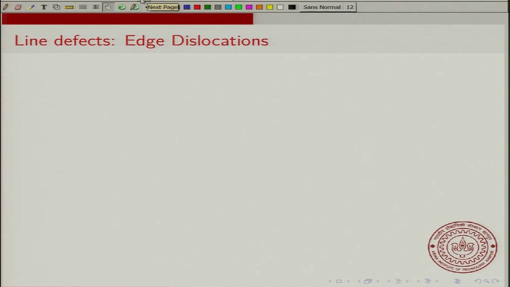So, the first kind of line defect I will talk about is called an edge dislocation. This is a kind of a dislocation, and I will talk about this because it is relatively easy to explain. Okay. So, now imagine that you are looking at a cross section of a crystal, and imagine that the atoms of the crystal have some regular arrangement. I am just showing a cross section. So, it just looks 2 dimensional, but it is really part of a 3 dimensional crystal, and imagine that this is a perfect crystal.